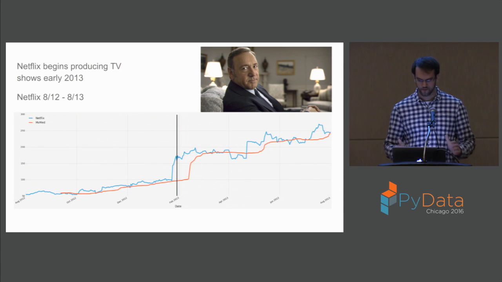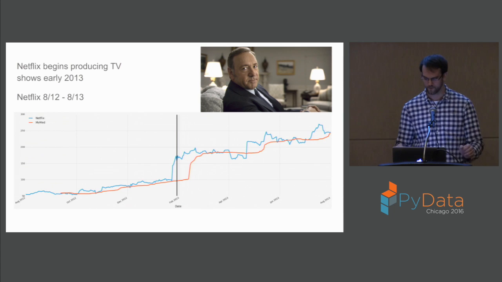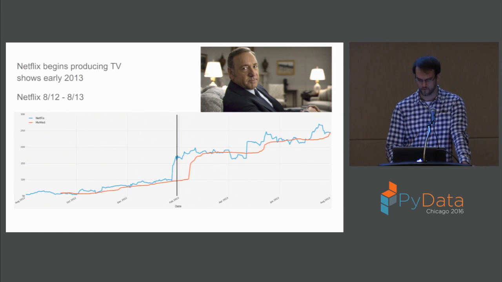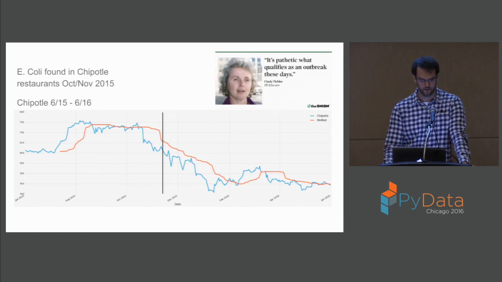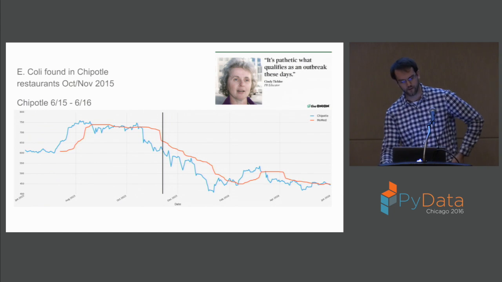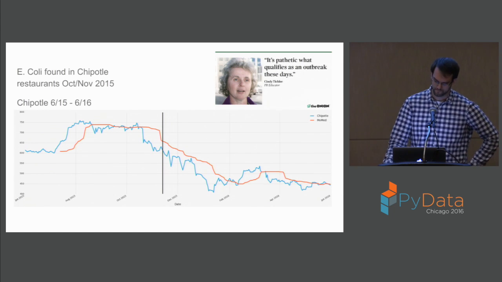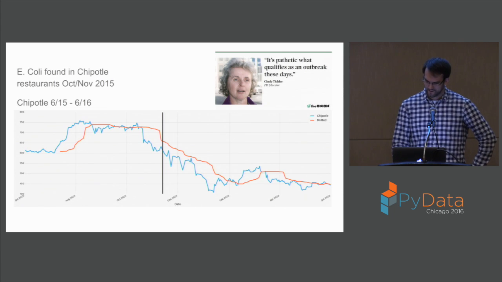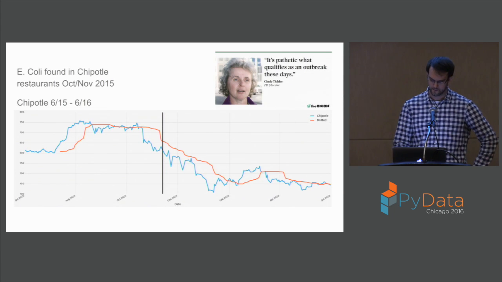All right. Next example, Netflix, from mid-2012 to mid-2013. Netflix started producing TV shows, starting with House of Cards on February 1st. So their stock jumped. And Chipotle, over about the past year, their stock took a little dip because of some E. coli found in their food. Okay, so that's it for examples.